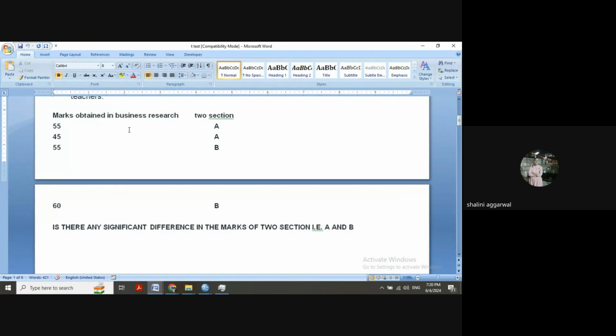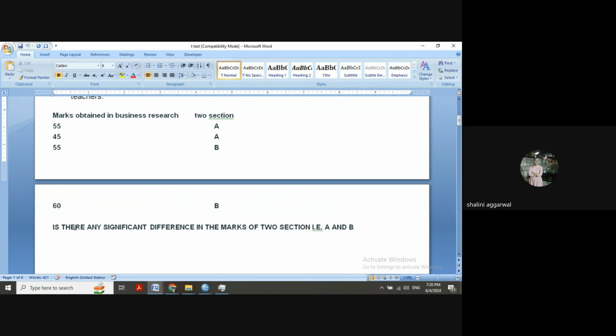Let me give you another example. Marks obtained in one subject, right? For two sections. Right, marks obtained by the students in one subject. In business research is the name of the subject. So marks obtained by the students in this subject, and let's compare with respect to two sections A and B.